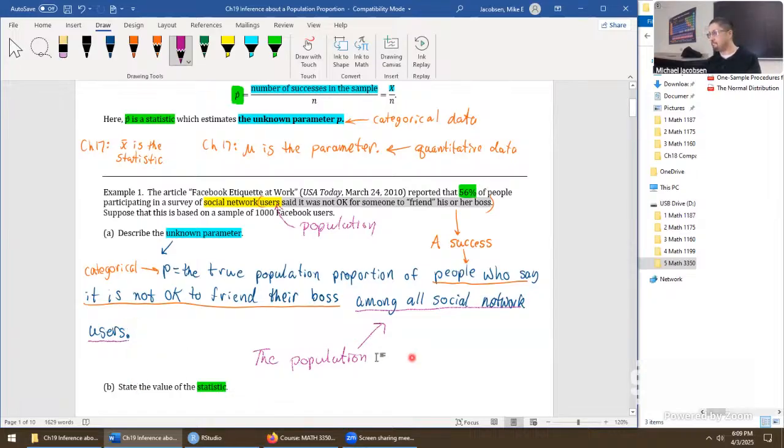Okay, next part is a little bit easier. It says, state the value of the statistic. And there it is, automatically a statistic because it said 56% of people participating in a survey. Let me try and get that word survey in there.